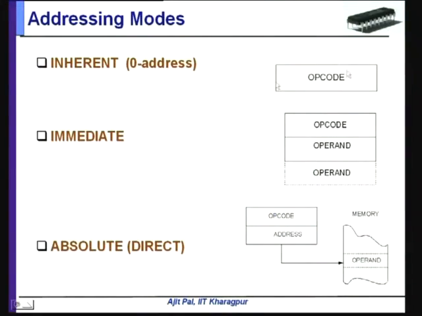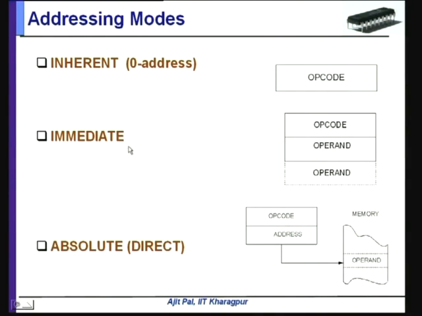It can be, say, increment the content of the accumulator, or complement the content of the accumulator. In such a case, it involves only one operand. If it is in the accumulator, that is incremented or inverted, and the result will also be in the accumulator. So, there is no need to have any other operand address. That is why this is known as inherent or zero address addressing mode. Only the opcode needs to be explicitly specified, the rest of the information is implicit.